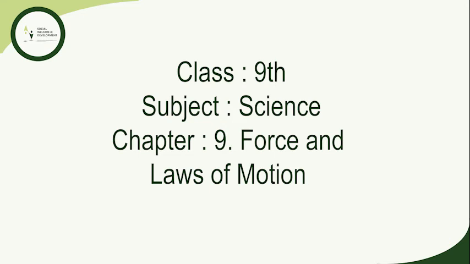According to the third law, the force F_AB exerted by ball A on ball B and that of ball B on ball A are equal and opposite. That is, force AB is equal to minus force BA. That is, mA into (vA minus uA) upon t is equal to minus mB into (vB minus uB) upon t. After simplifying, we can write this as mA uA plus mB uB is equal to mA vA plus mB vB.